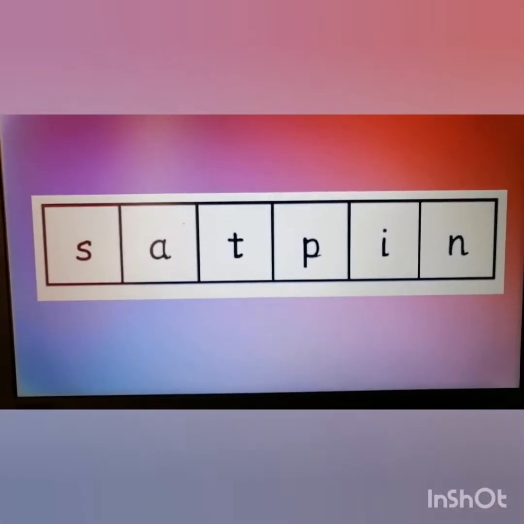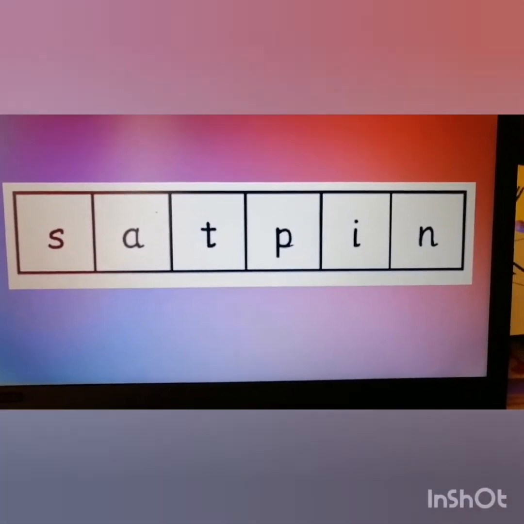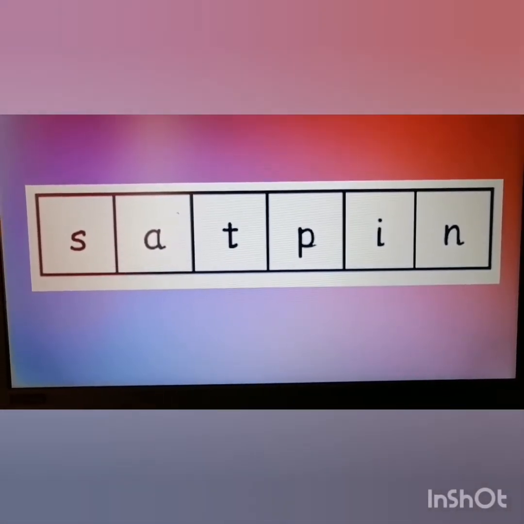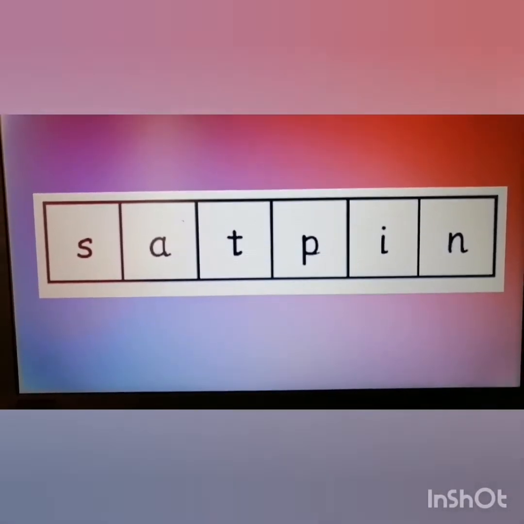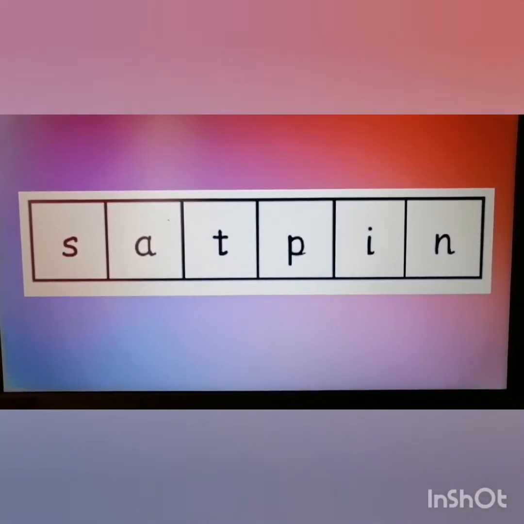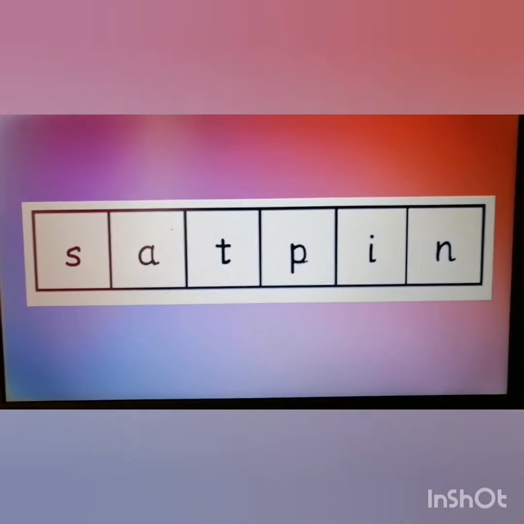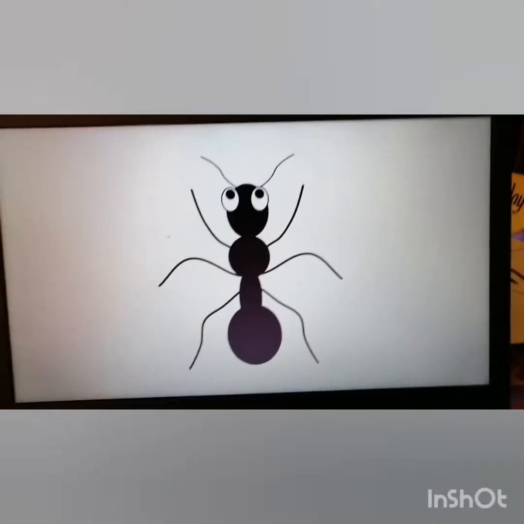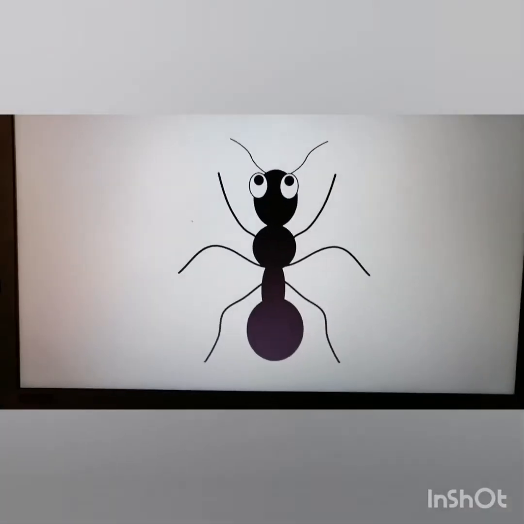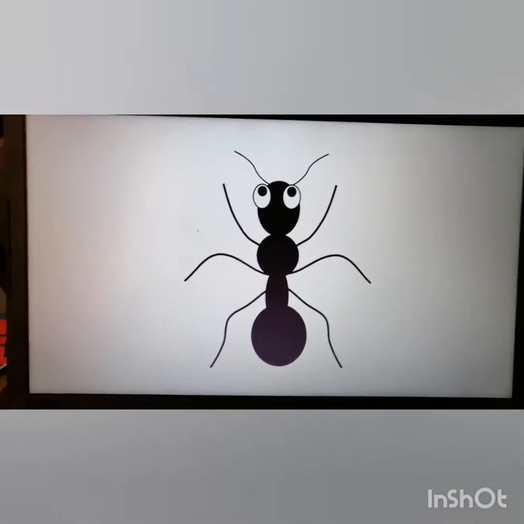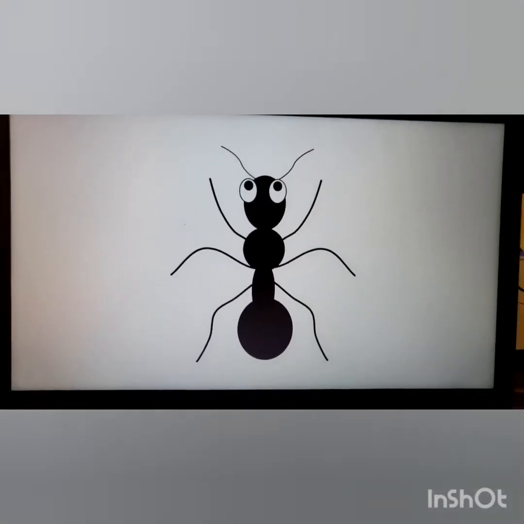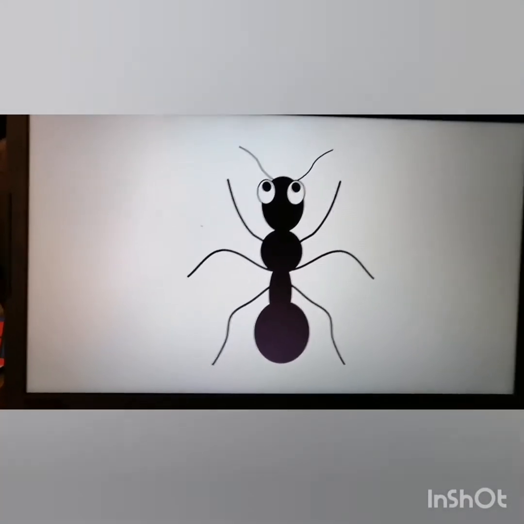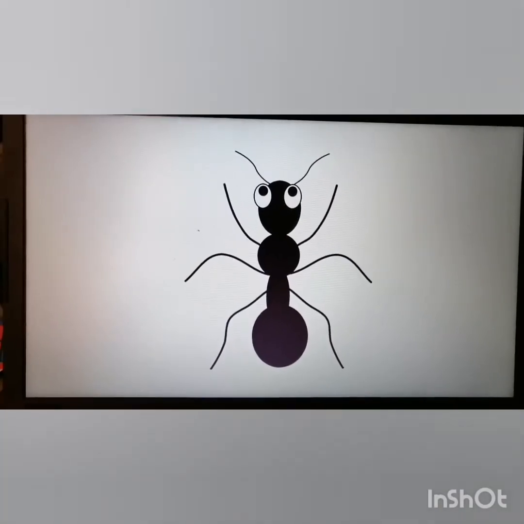So you are looking now at S-A-T-P-I-N. And we know from before and from the beginning of this video that the S says s, the A says a, the T says t, the P says p, the I says i, and the N says n. So here's what we are going to do for this part of the lesson. You are going to see some pictures like this ant here. We are going to say it slowly to try and figure out what sound is at the beginning so that we can figure out what is the beginning letter for these pictures.